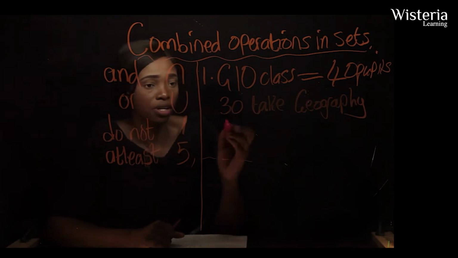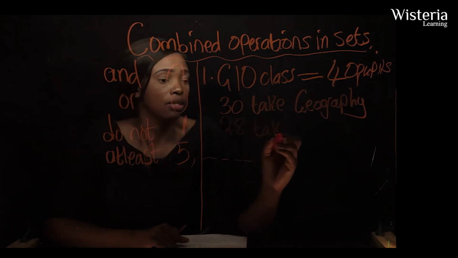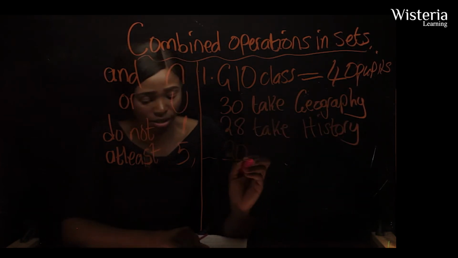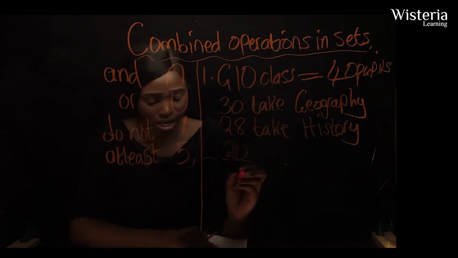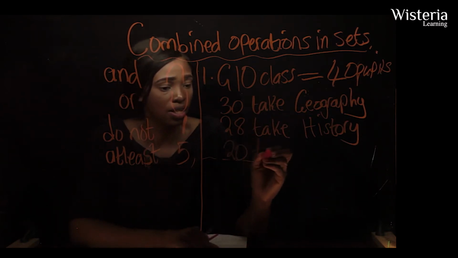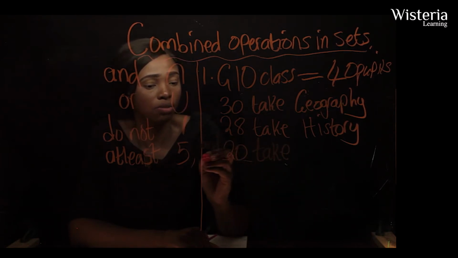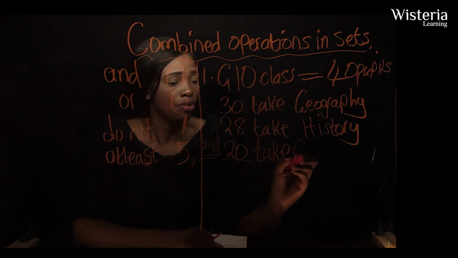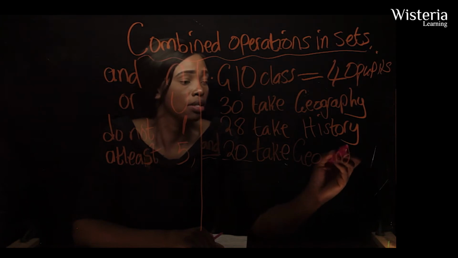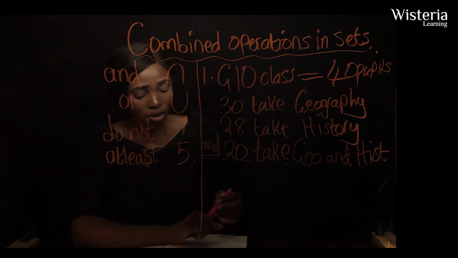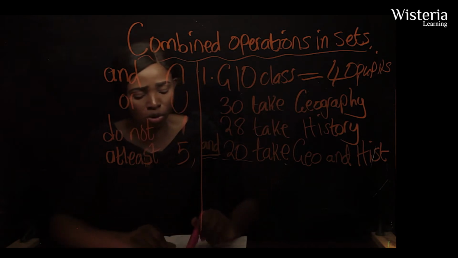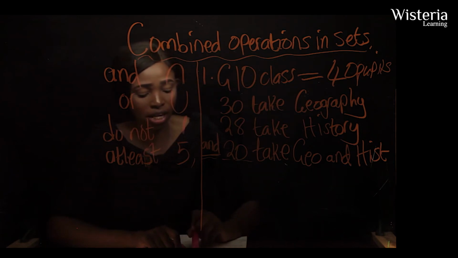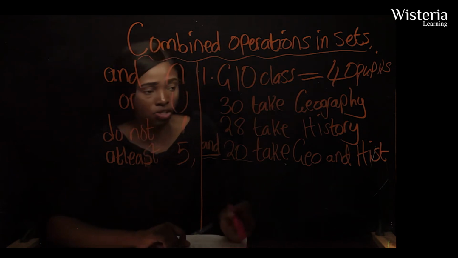Then they are telling us that 30 pupils take geography, 28 take history, and 20 take geography and history. The word "and" has been used, and we take note of it. How many pupils do not take geography or history? How many pupils do not take geography or history?